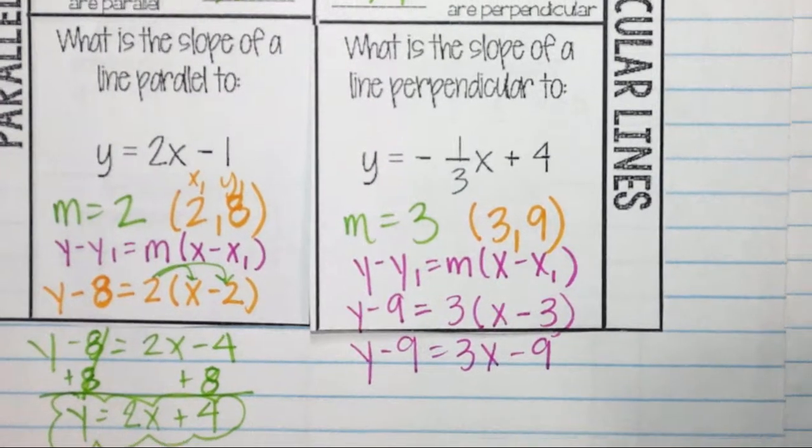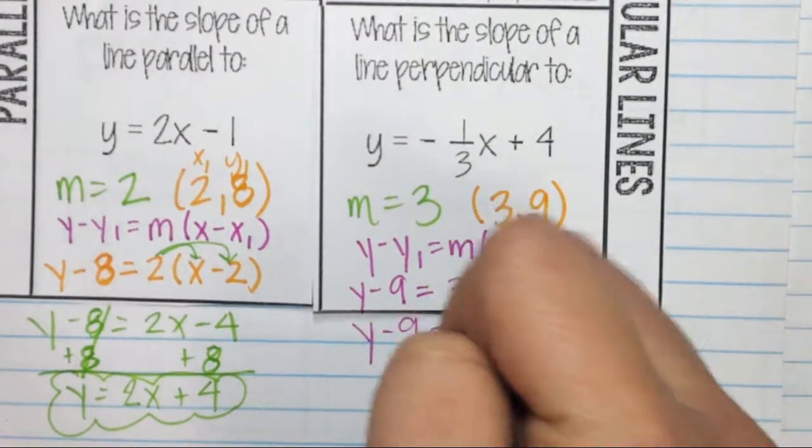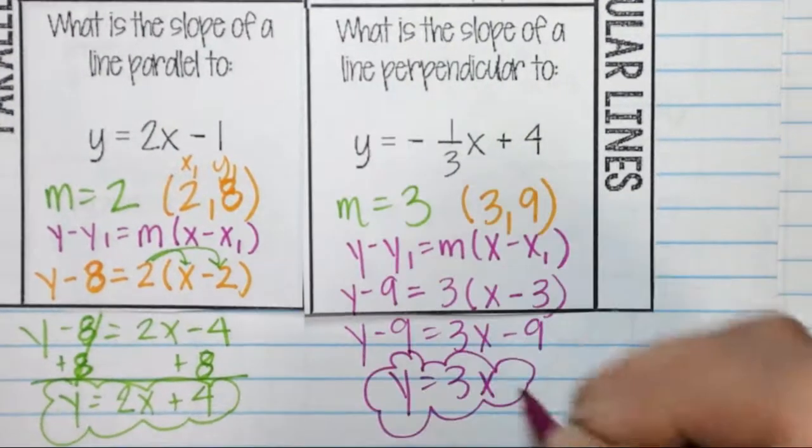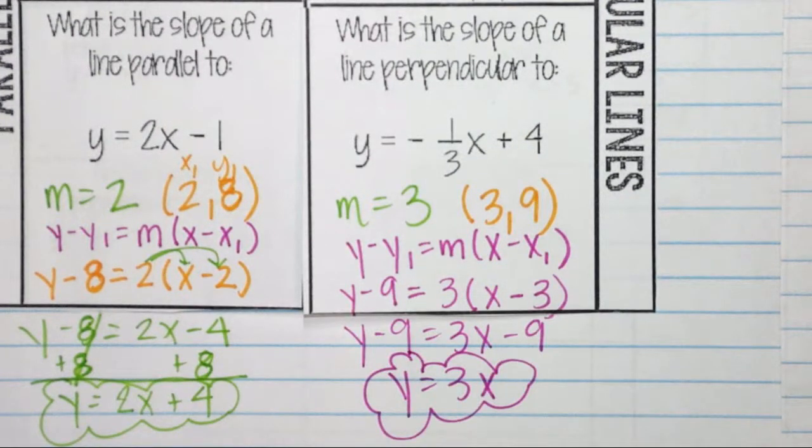So y equals 3x. It has no y-intercept. What's the y-intercept? There is none. What does it pass through? Zero, the origin. Good.